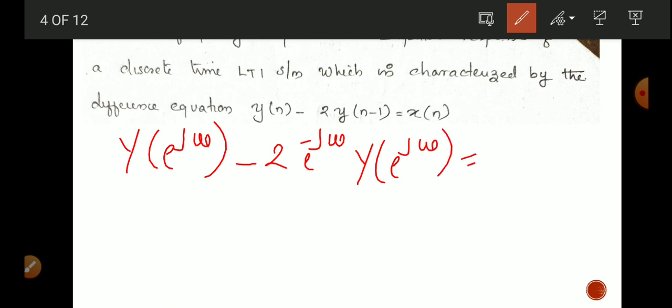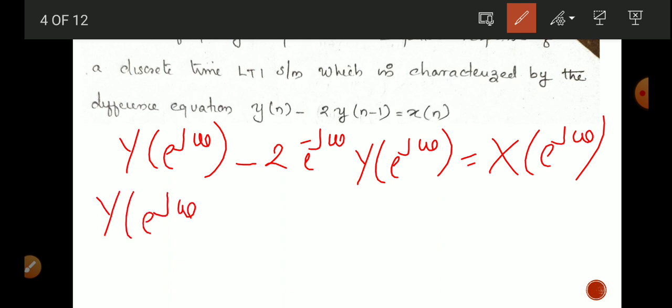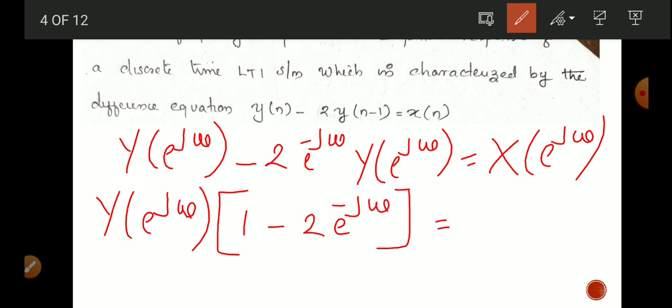Discrete time Fourier transform of x of n can be written as X of e raised to j omega. On grouping, in the left hand side of the equation Y of e raised to j omega is common in both terms. So we can take Y of e raised to j omega outside, and we can write this equation as 1 minus 2 e raised to minus j omega equal to X of e raised to j omega.